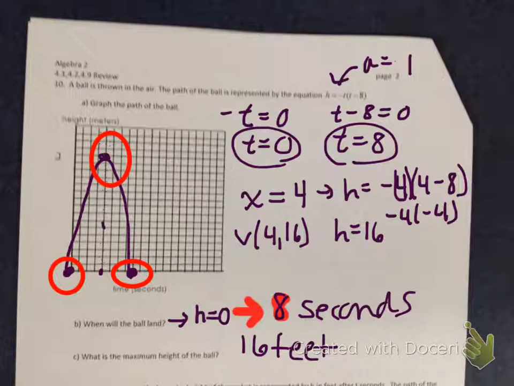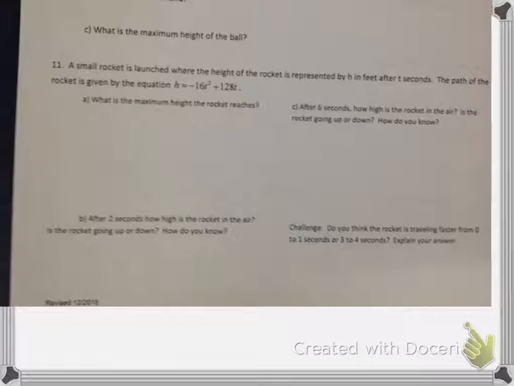I'm going to move on to number 11. Number 11, a small rocket is launched where the height of the rocket is represented by h in feet after t seconds. The path of the rocket is given by the equation h is equal to negative 16t squared plus 128t. There is no graphing here, but you can imagine what it will look like. It's going to be a parabola opening down.